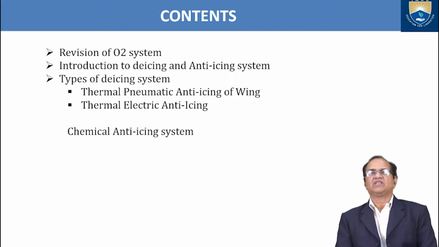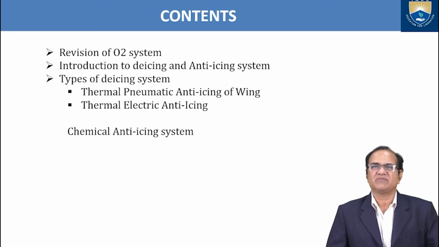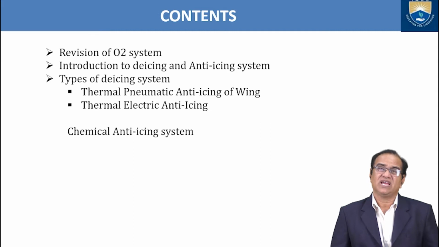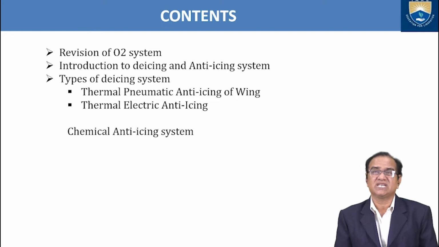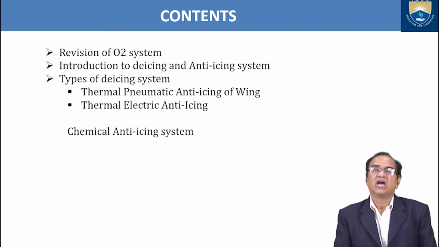So first I will go for the revision of the oxygen system. As I discussed in my previous class, why we need oxygen: oxygen is very, very important. Without oxygen, a human or any living being cannot survive. A sufficient amount of oxygen with a certain amount of pressure is also required. If oxygen is there and pressure is not sufficient, or the quantity of oxygen is less or more, both are not good. So we have to make sure that a sufficient amount of oxygen reaches every crew member.